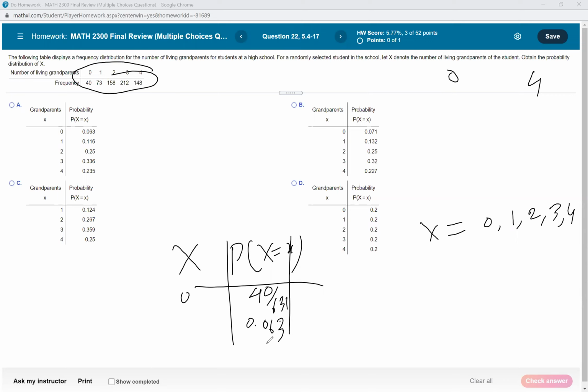And similarly, you have to find the probability corresponding to value 1, which is 73 divided by 631. And similarly, the probability for X equals 2 will be 158 divided by 631. Okay, so for 0, we have 0.063 only for this one. So this is the correct answer. This is wrong, this is wrong, this is wrong. So the correct answer is A.